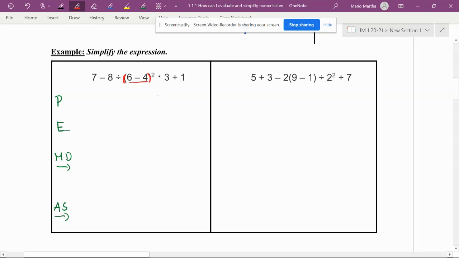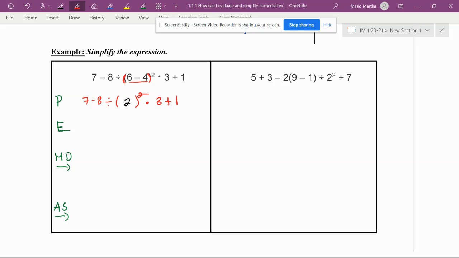So 6 minus, I'm going to write everything else exactly the same, 7 minus 8 divided by, and then in there, 6 minus 4 becomes 2. And that's still squared. And then times 3 plus 1. So now my next step is to see if I have any exponents.